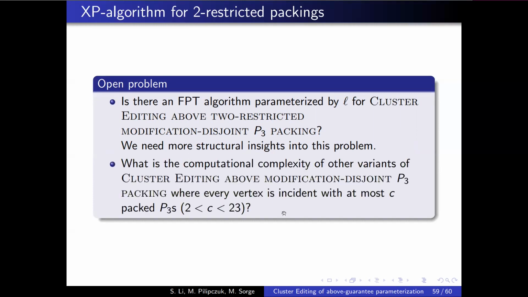The second problem is, what is the computational complexity of other variants of cluster editing above modification-disjoint P3 packing? Here, every vertex V is incident with at most C packed P3s, and C is between 2 and 23.